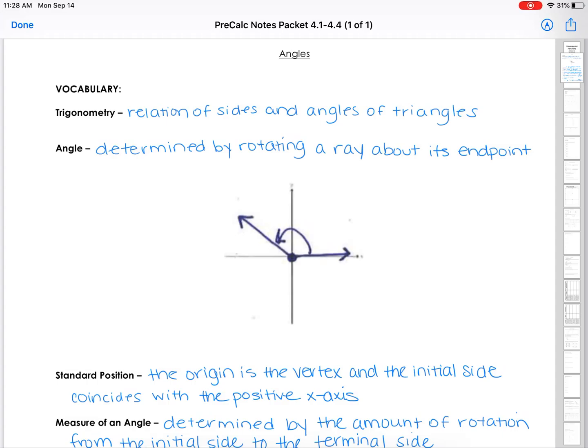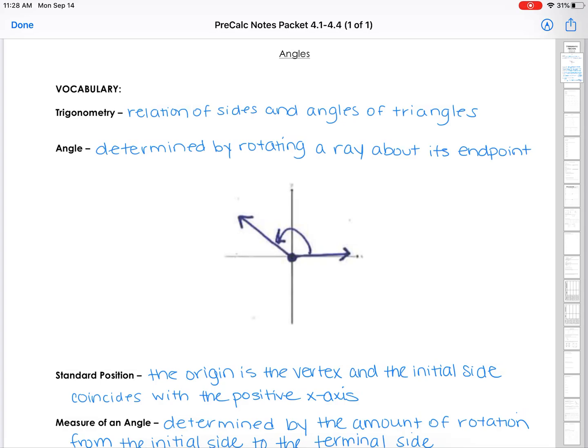The first topic we're going to discuss is angles. So we have a few definitions here, and you might want to pause the video to get them down. The first one is trigonometry. That's the relation of sides and angles of triangles. We think of SOHCAHTOA when we think of trigonometry, right? Sine, cosine, and tangent, where we're looking at the sides of a triangle.